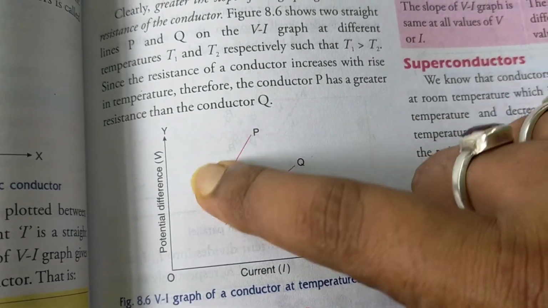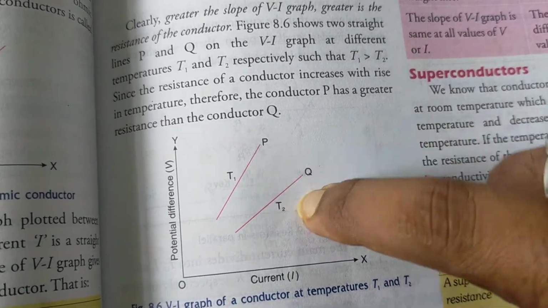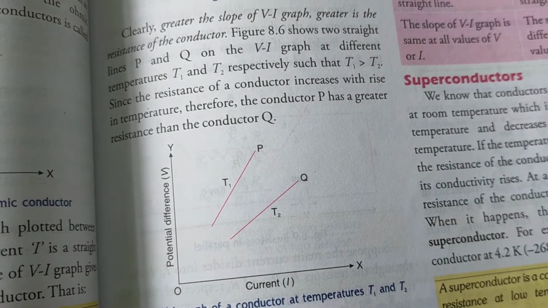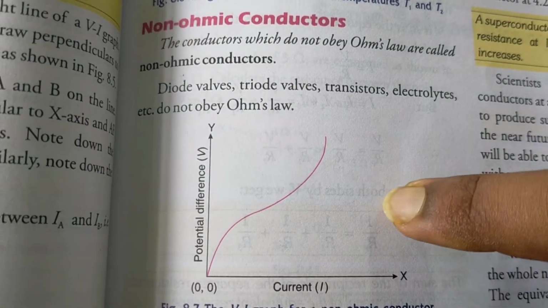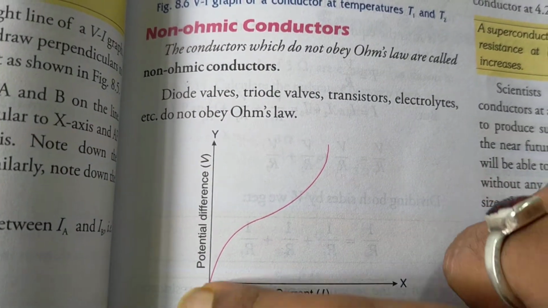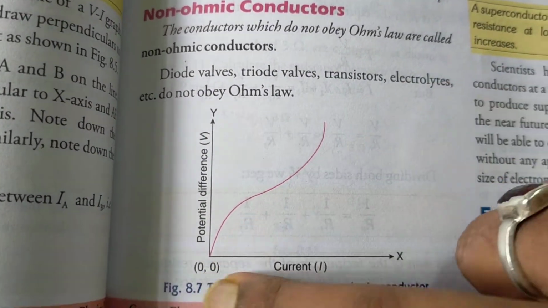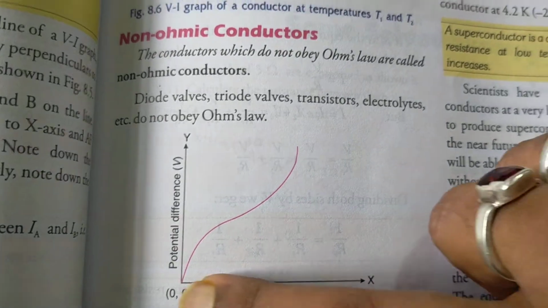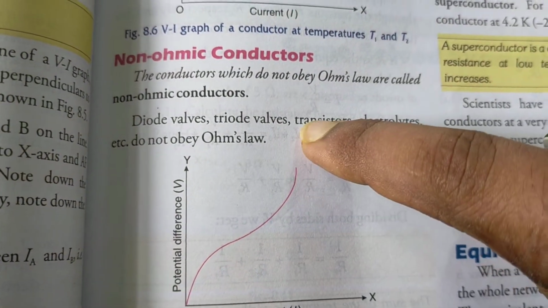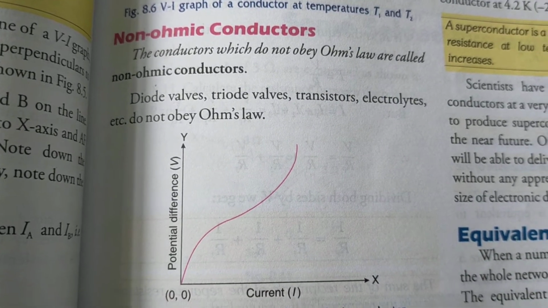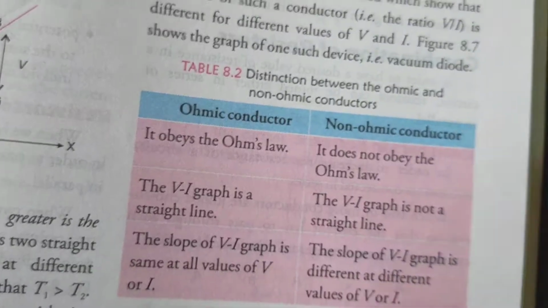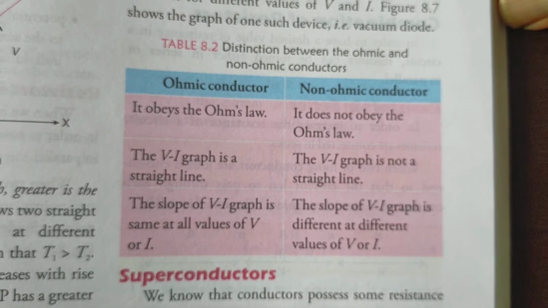That means if the temperature is varied, if different temperature, we will get a different line. So Ohm's law is not varied here. We say that those substances which do not obey Ohm's law are non-ohmic substances, and the graph here is a non-ohmic graph. You see, sometimes it is increasing, sometimes again it is increasing. That means we won't get a fixed straight line.